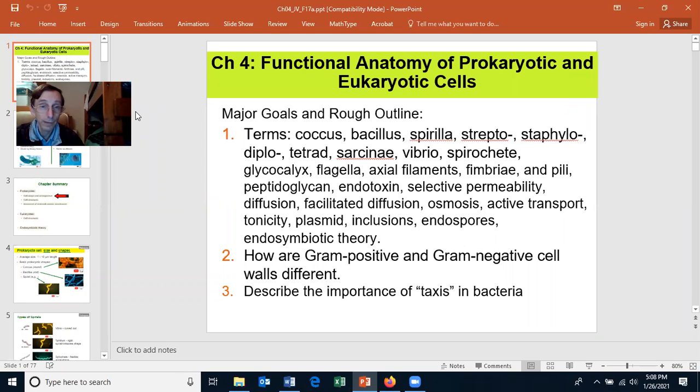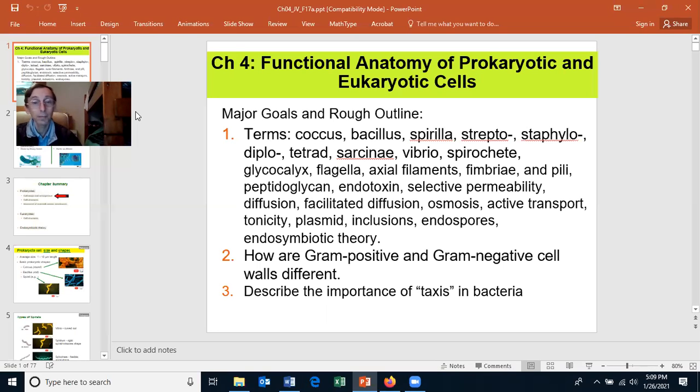You should know what glycocalyx is. You should know what flagella are. You should know what axial filaments are. Fimbriae and pili, peptidoglycan, endotoxin, selective permeability, diffusion, facilitated diffusion, osmosis, active transport, tonicity, plasmid, inclusions, endospores, and lastly the endosymbiotic theory. And we'll talk about all of these topics in this lesson. About 2/3 of them we should discuss today.